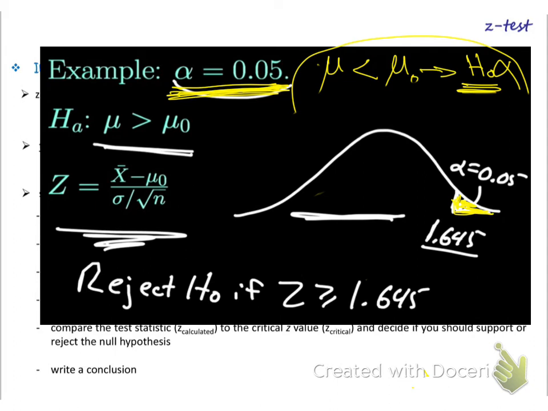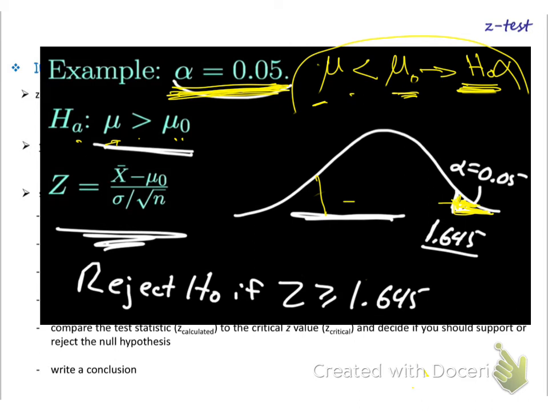So here I said that this is my null hypothesis, mu is less than mu naught. So my alternative will be the opposite: mu is greater than mu naught. So if mu is here, it should be greater than.